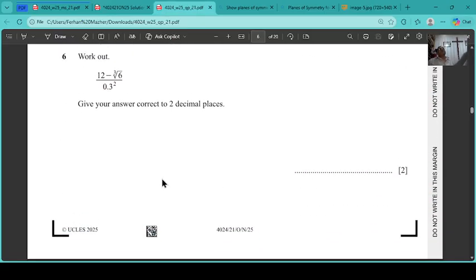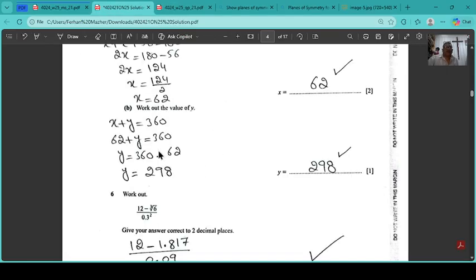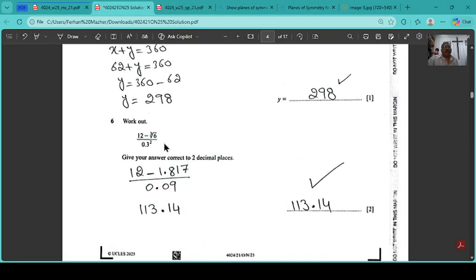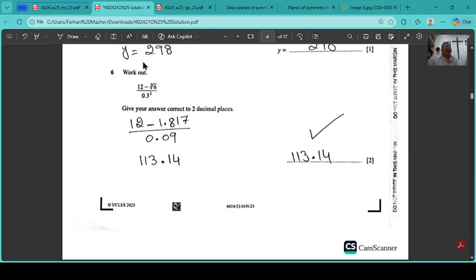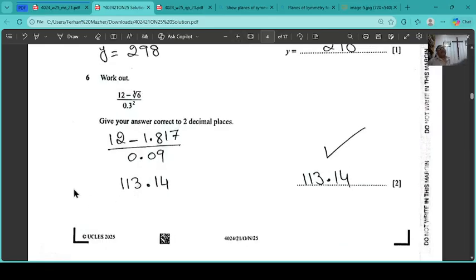So now on your screen, question number 6 is showing up. He says, work out 12 minus the cube root of 6, and the whole thing divided by 0.3 squared. They say, give your answer correct to two decimal places. Two decimal places means after the point, two digits should be there. So this is a game of calculator. On your calculator, what you can do, you will write 12.